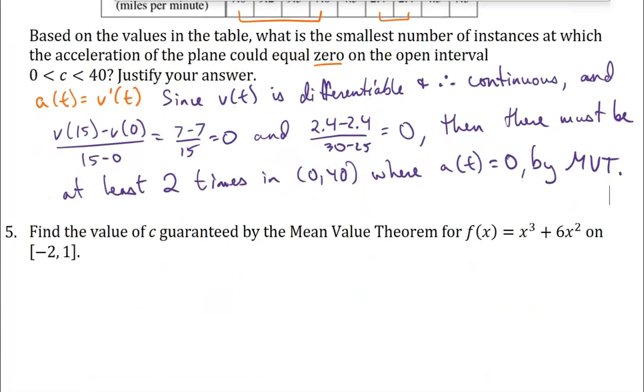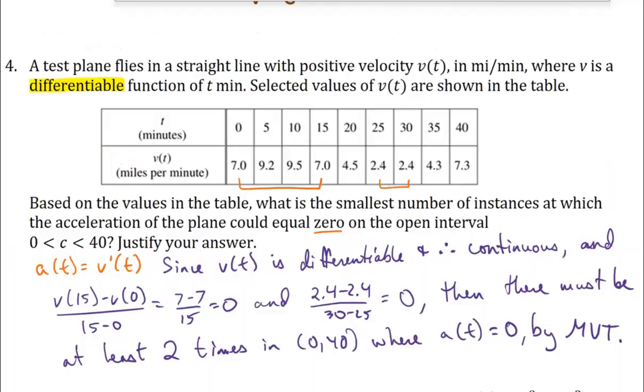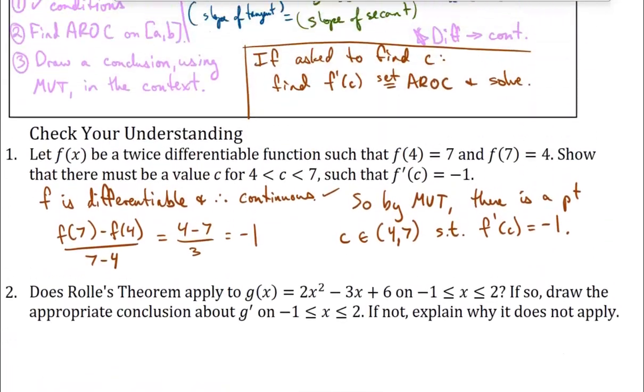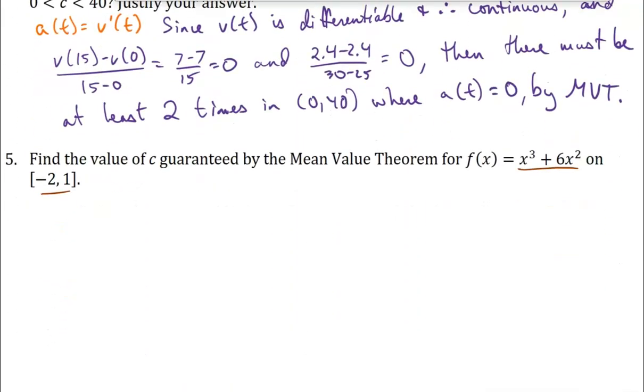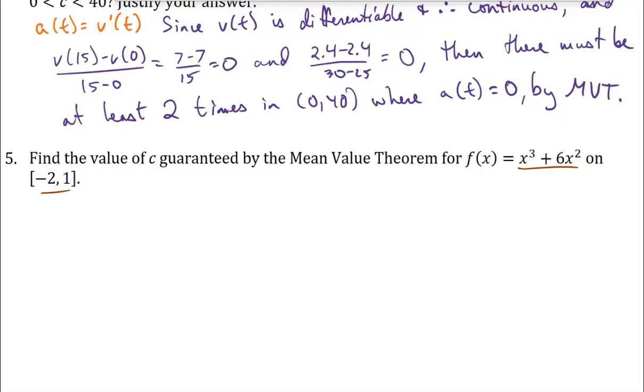So this one says find the value of c guaranteed by the mean value theorem for this function on this interval. So this is that one extra step. Not are we guaranteeing that there must be a time where the slope or the derivative is equal to the average rate of change, but now we want to know what it is. So we're going to take our derivative, find our average rate of change, set them equal to each other, and figure out what input value makes that true. Okay, so let's do average rate of change first.